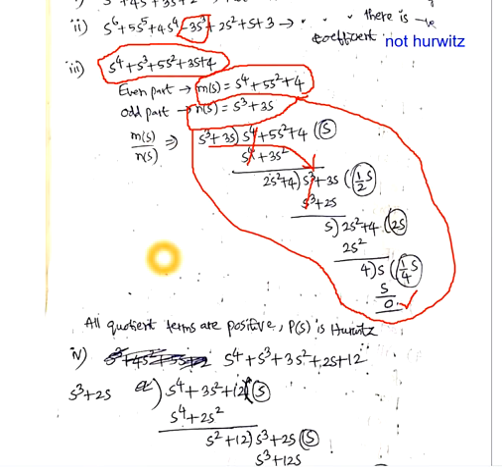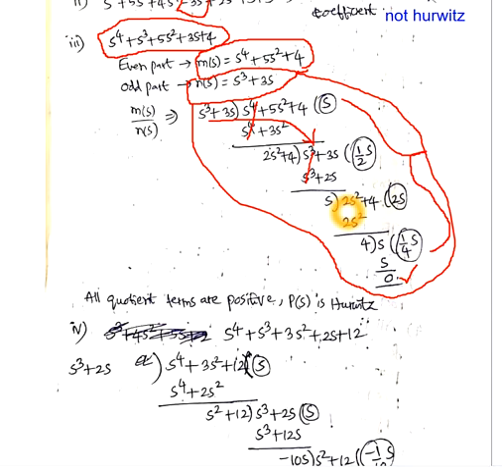So what do you mean by quotients here? These 4 are the quotients here. How many quotients are there? 1, 2, 3, 4. These are the quotients for this continued fraction expansion. So are they positive or not? Yes, all these 4 are positive. So you clearly write it like all the quotient terms are positive. So P of S is Hurwitz, right?